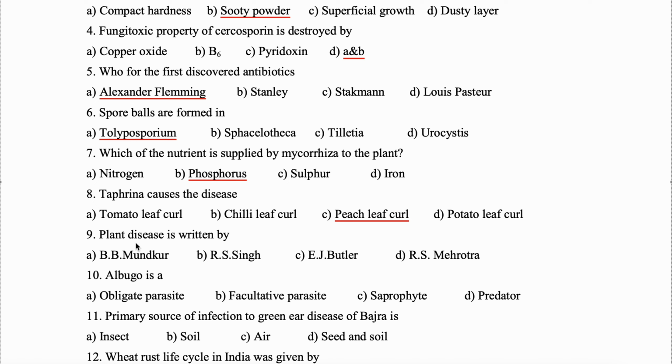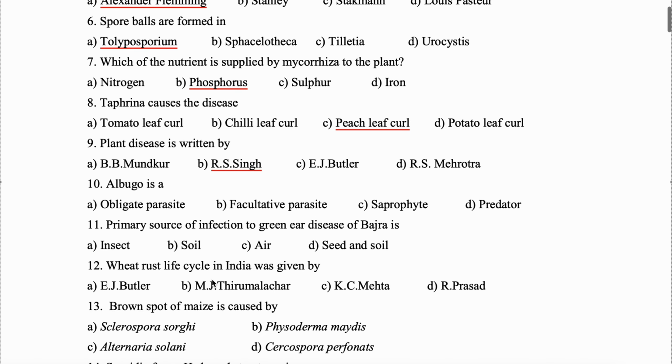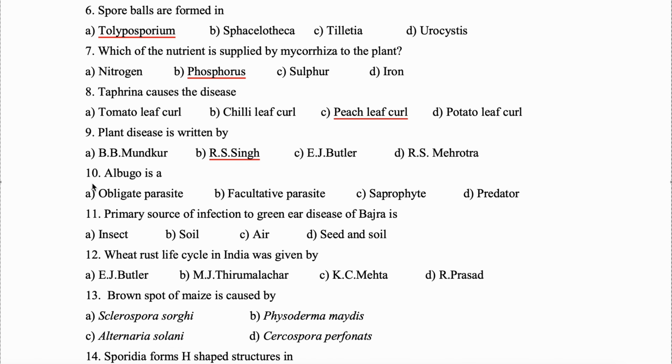Question 9. Plant Diseases is a book written by R.S. Singh. This is a very important book for plant pathologists. Question 10. Albugo is an obligate parasite and it causes white rust of crucifers. The pathogen is Albugo candida.